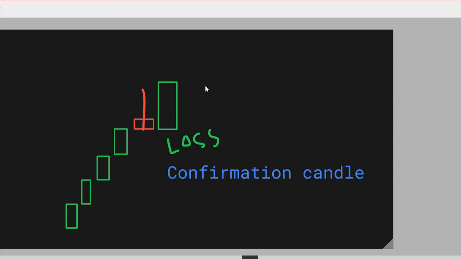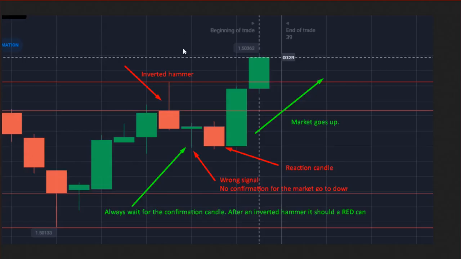Let me show you a real life scenario. So this is a market. As you can see, there's a rally or momentum going on of green candles. There are 1, 2, 3, 4 candles, and then an inverted hammer appears. If you analyze the scenario from here, a rally of red candles appeared, so the market went down, and from here the market went up.